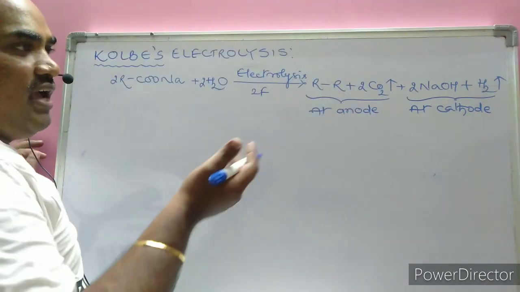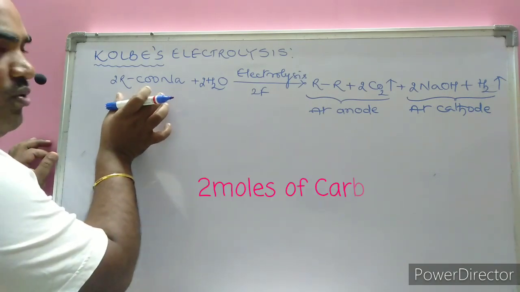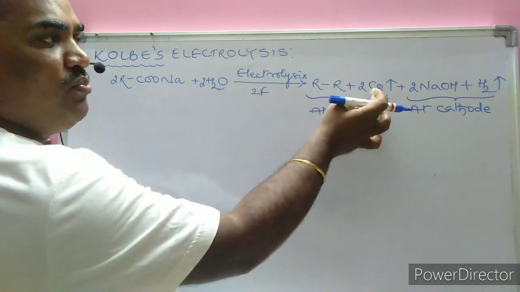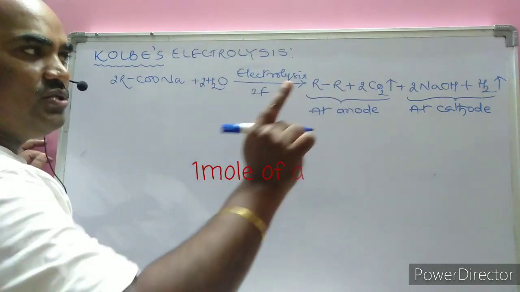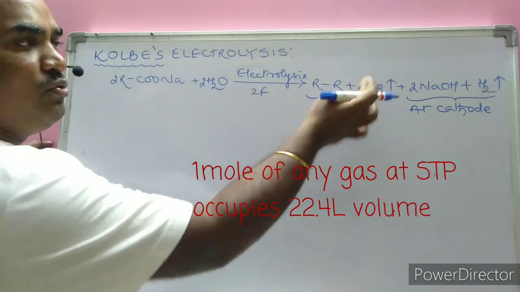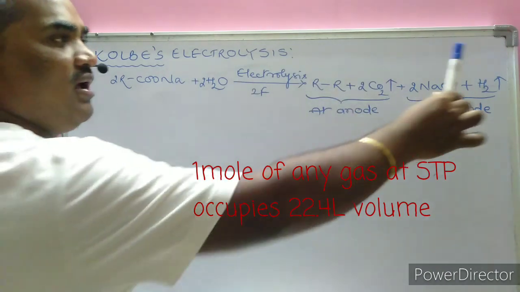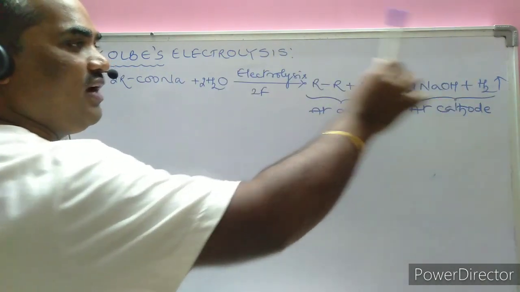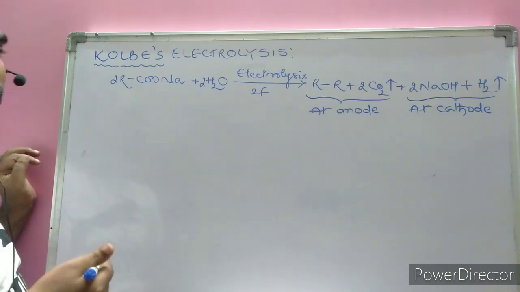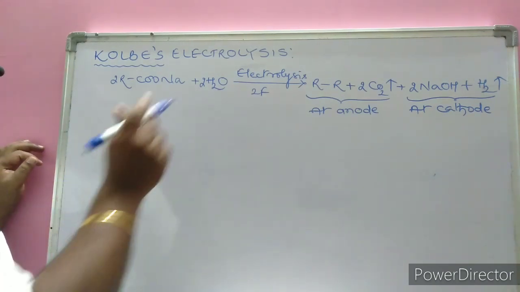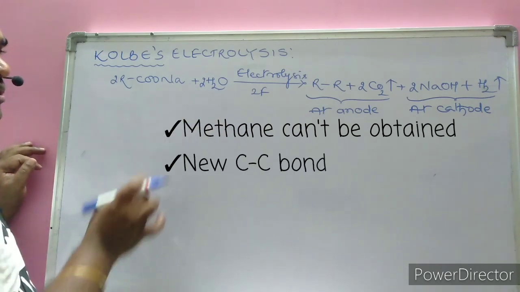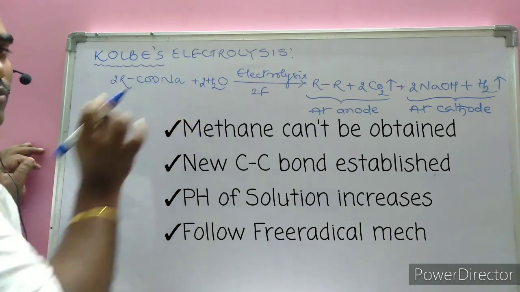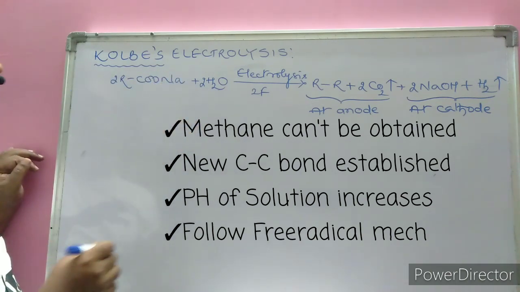What are the stoichiometric calculations of this one? By taking 2 moles of the salt of the carboxylic acid in electrolysis, here 2 moles of carbon dioxide, 1 mole occupies 22.4 liters at STP, so 2 moles is 2 into 22.4 liters, as well as 1 mole of hydrogen gas is liberated at STP. The volume of the hydrogen at STP condition is 22.4 liters, obviously. Now, it is an example of new C-C bond formation. By this method, a one-carbon alkane is not preferred and cannot be prepared by the Kolbe electrolysis process.